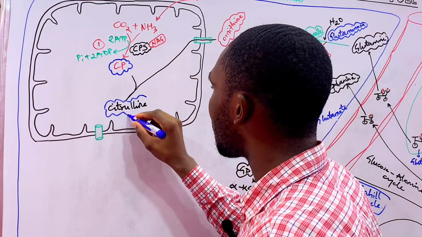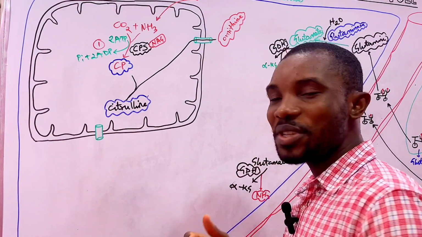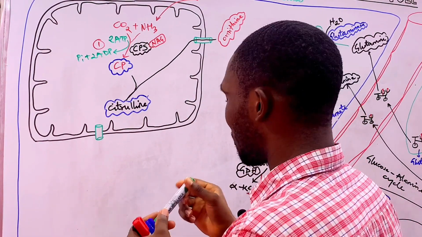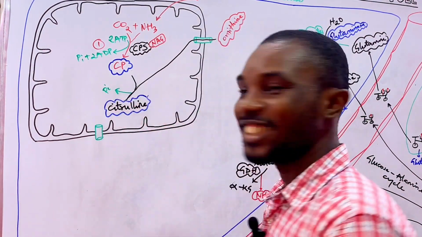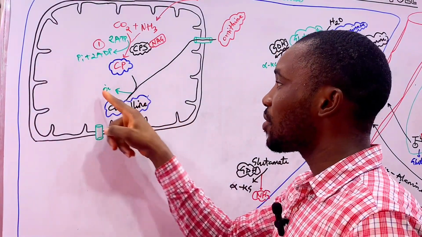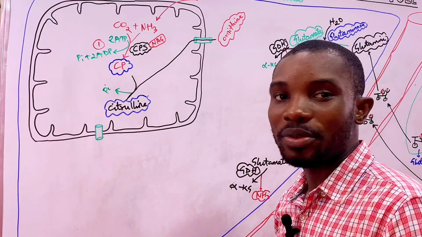So ornithine reacted with what? Carbamoyl phosphate to form what? Citrulline. What do you expect? Phosphate, right? So the phosphate leaves. We have our phosphate leaving. So the ornithine combined with what? Carbamoyl phosphate, giving off what? A phosphate and then forming what? Citrulline. What do you think the enzyme would be?